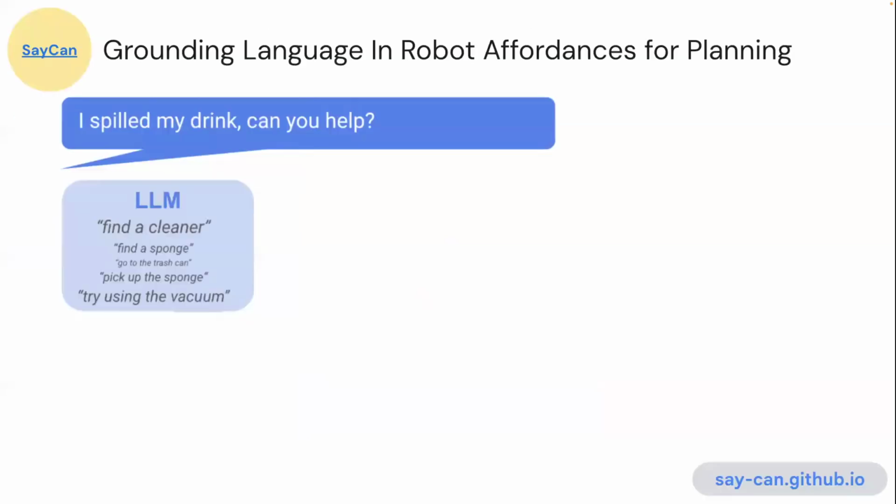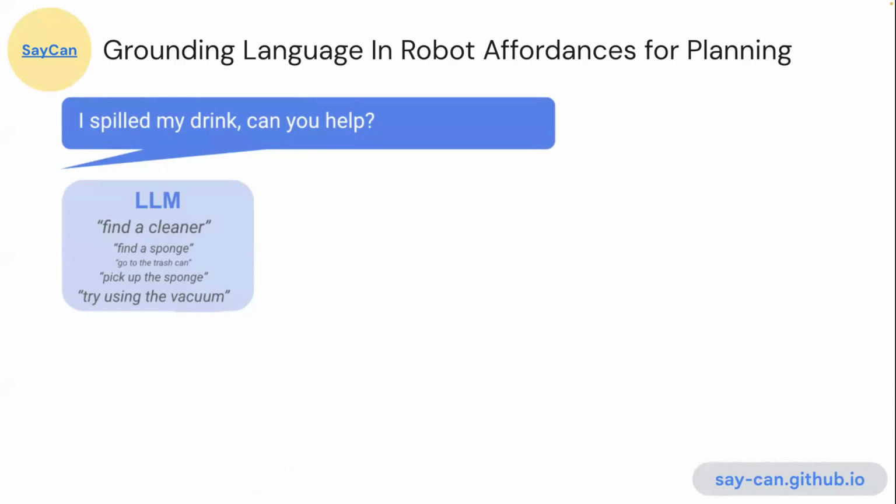Okay, so let's start with the first one. This is what most people use; I've actually seen a lot of people using this at this conference. It's essentially you just take the LLM and use it as your task planner. LLMs, of course, understand natural language. So if you say, "I spilled my drink, can you help?" that's actually an interesting query from the semantics perspective.